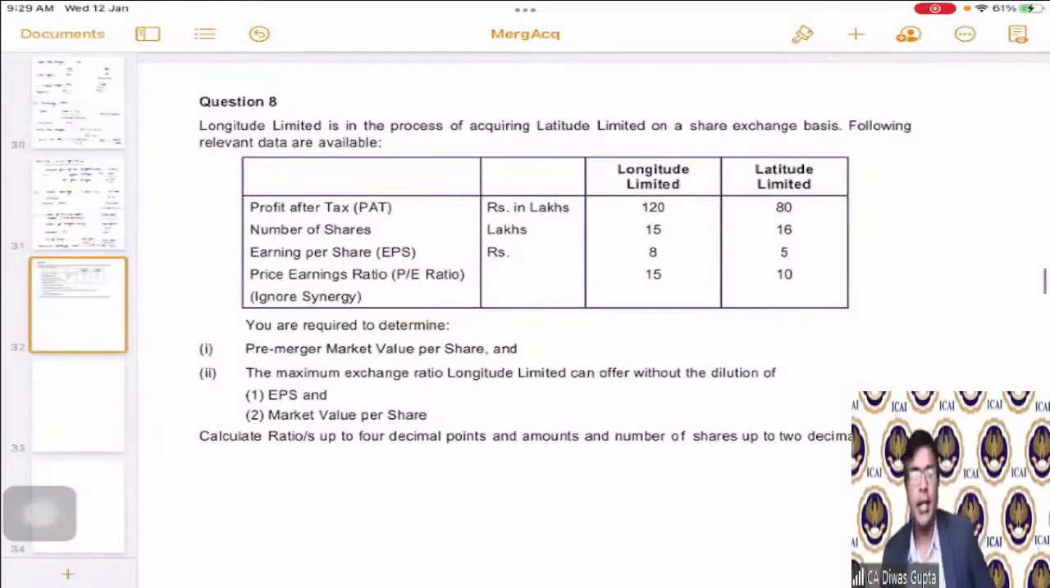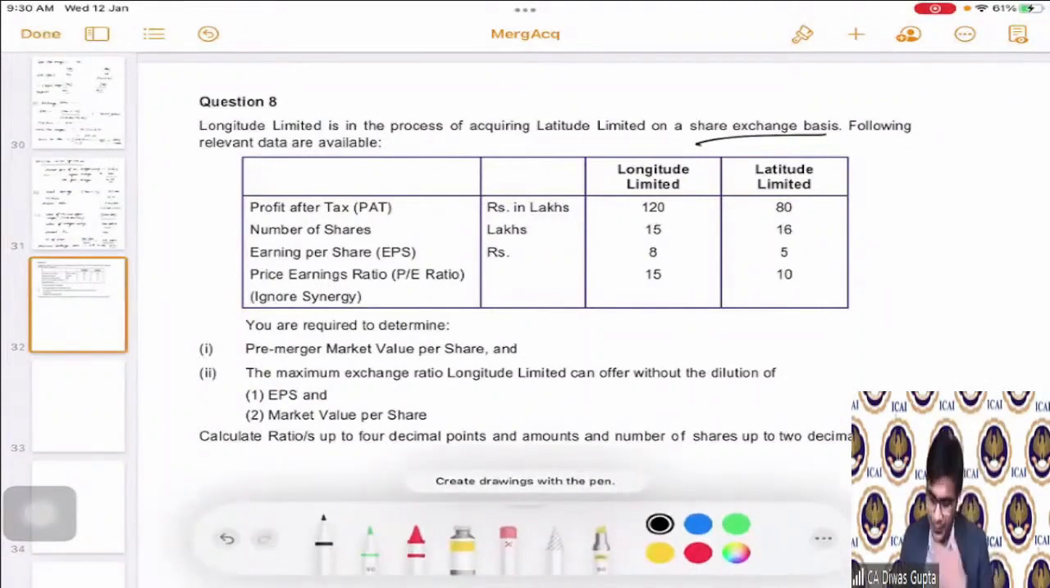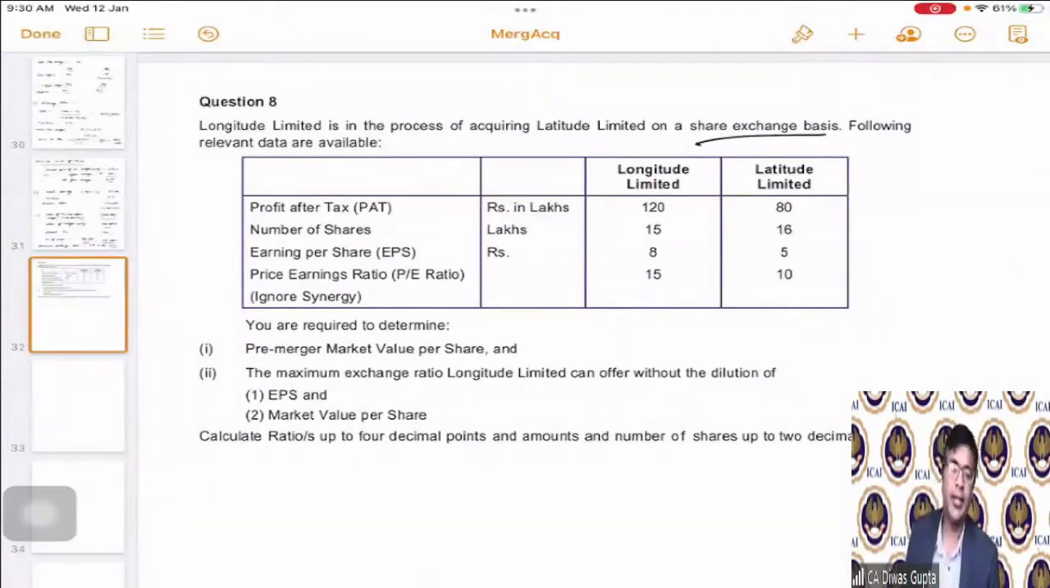Question number 8 says that Longitude Limited is in the process of acquiring Latitude Limited on a share exchange basis. So they're saying it's not a question of outright purchase, not a question of settlement through cash. It is a question on settlement through shares. The following relevant data are available for Longitude Limited and Latitude Limited. PAT is given. Number of shares are given. Earnings per share is also given. And the P/E ratio is given. And they have mentioned that you can ignore the synergy.